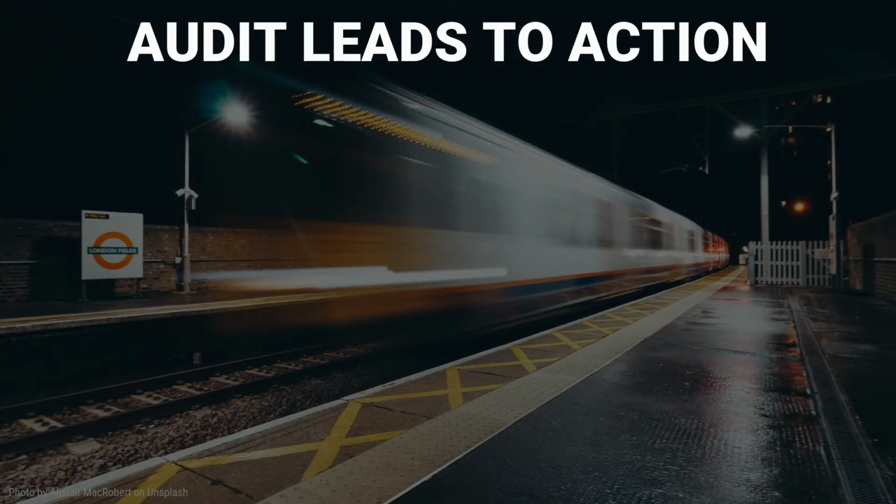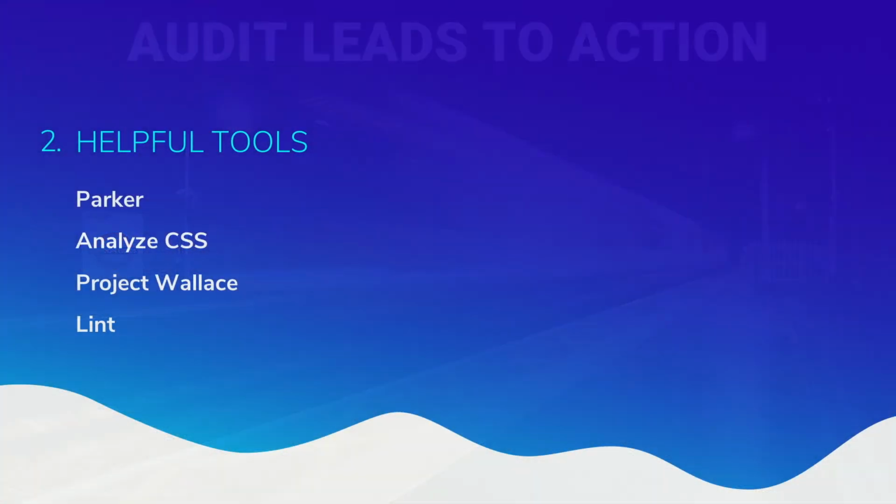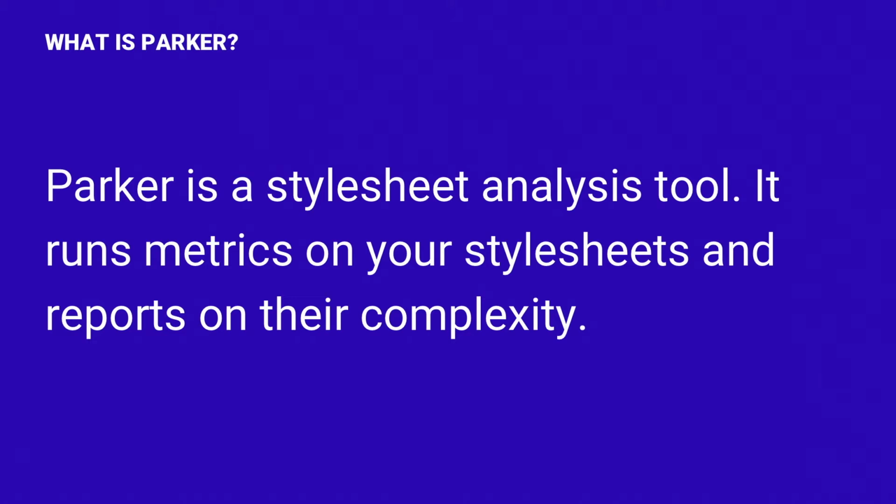And all these things, as you audited, and you came up with these good incentives, like maybe I should add the breakpoint module, or this content type looks completely dead, all that's going to lead to action. And so what I'm going to go over next are some tools that are going to really help you size up your CSS. I'm going to first talk about Parker. Parker is a style sheet analysis tool, and it runs metrics on your style sheets and reports on their complexity.